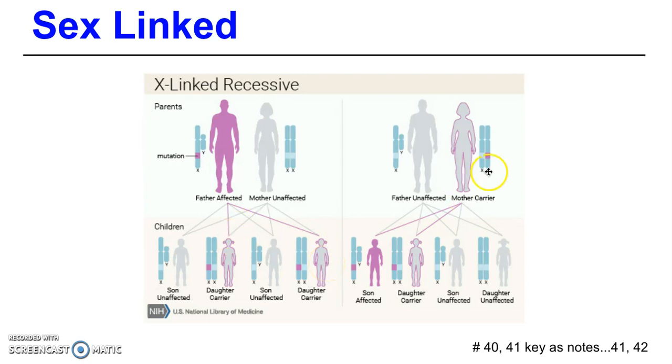They'll just be carriers. Now, if we looked at a carrier mother and an unaffected father, then you could have an affected son, because 50% of the time she's going to give her recessive allele to the son, and 50% of the time she's going to give her dominant allele to the son.